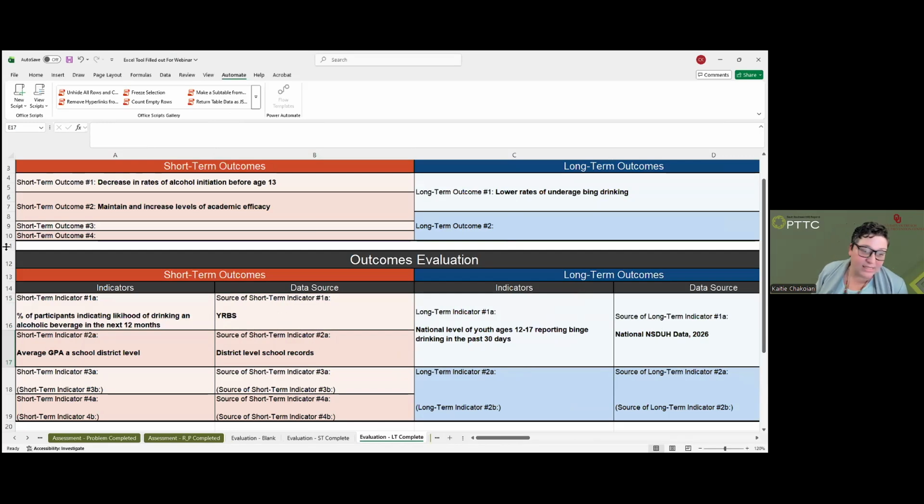Pausing, looking for questions. I see that there are some in the chat, so let me take a look at what we've got. Oh, wonderful, Christine. I'm glad to hear that you're seeing that connection between the risk and protective short term, problem behavior and long term. I'm glad that feels helpful.